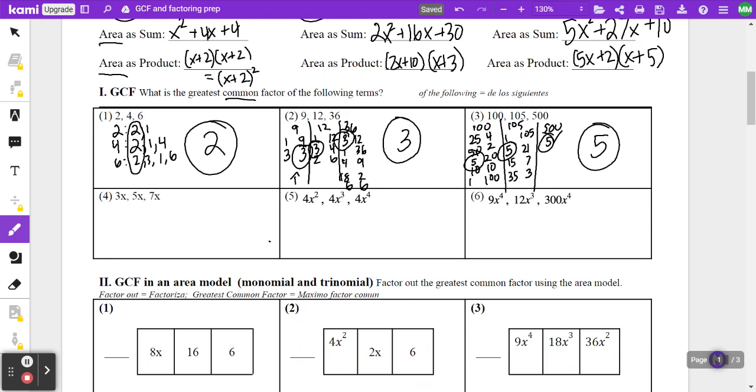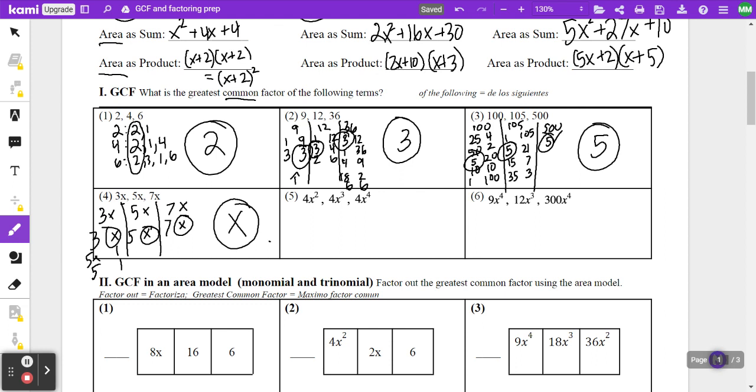Okay, continuing. 3x, 5x, and 7x. Now we have factors as well. 3x, the factors are 3 and x. 5x, the factors are 5 and x. I could also say 5x and 1, all that stuff. And 7x, the factors are 7 and x. x is not necessarily the biggest thing because x could be a small number, but we consider quantities of x. In this case, x would be called the greatest common factor.